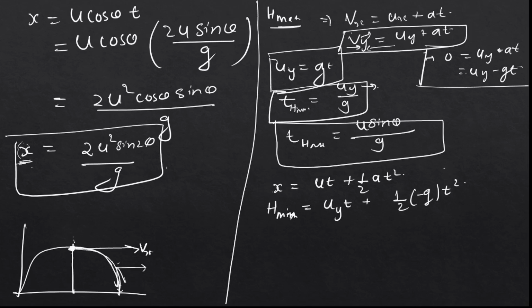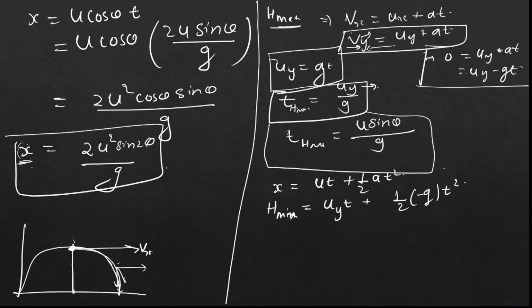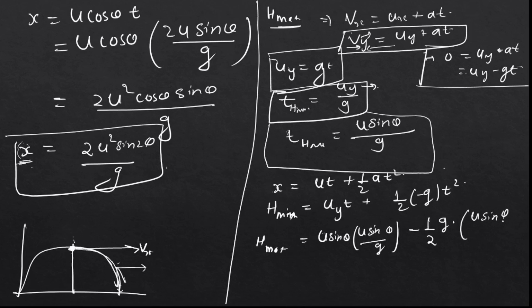right? What is the time that the body will take to reach the maximum height? That is what we just found, right? So put this time in this equation. Uy is already u sine theta, and t is u sine theta upon g, minus 1 upon 2 g into u sine theta upon g whole square, right?